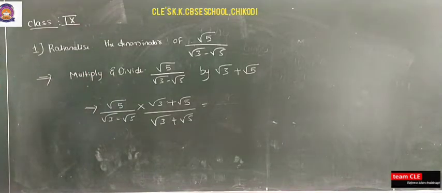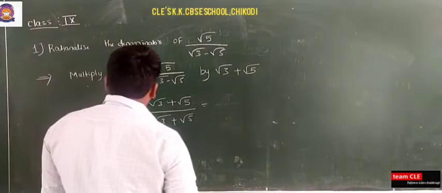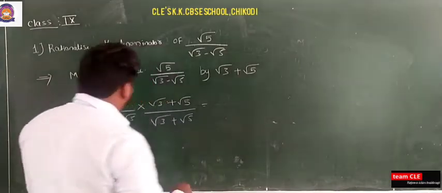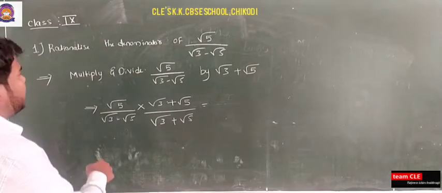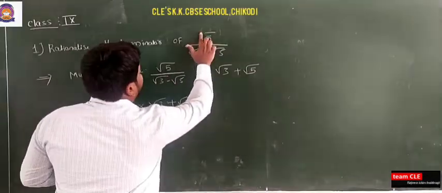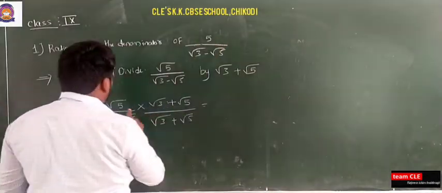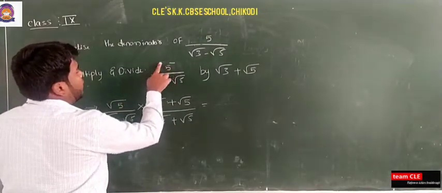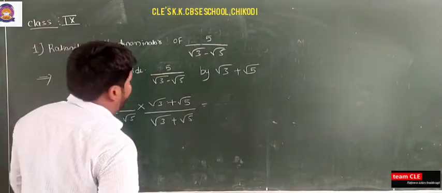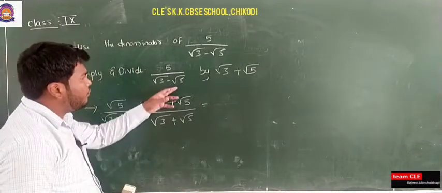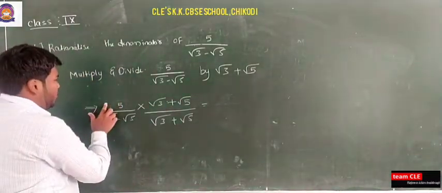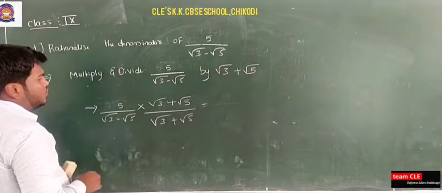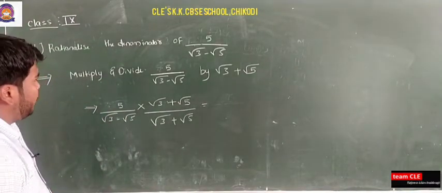Is the question correct? Let me check the question. I have taken this as root 5, but it is actually 5. So I have taken this question as wrong. It is just 5 divided by root 3 minus root 5, multiplied by root 3 plus root 5 over root 3 plus root 5. So this is only 5, and 5 into root 3 plus root 5.